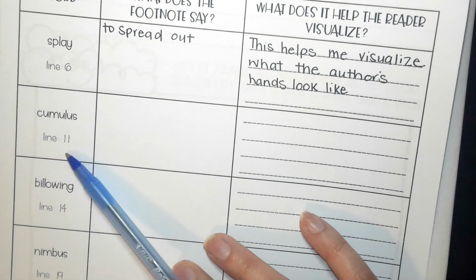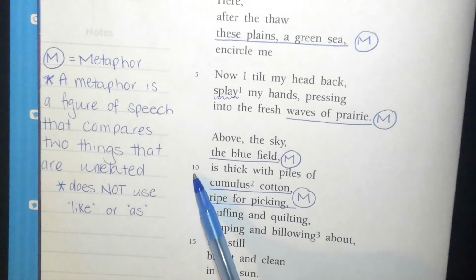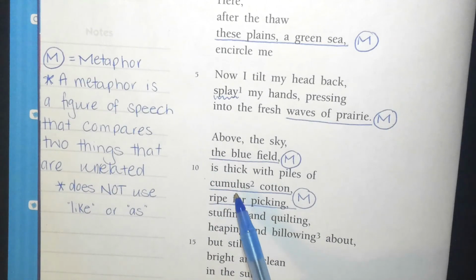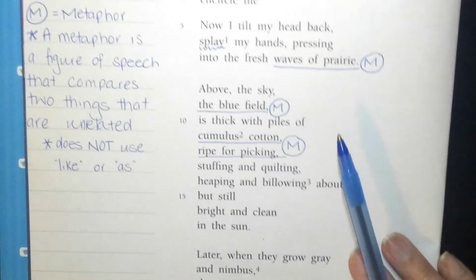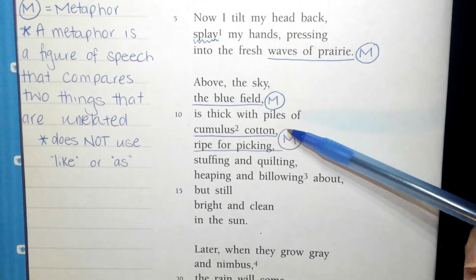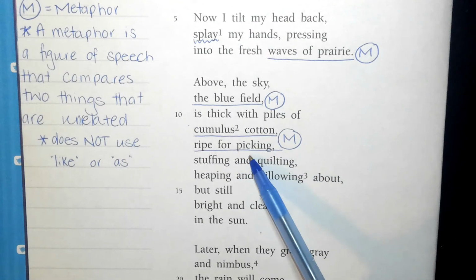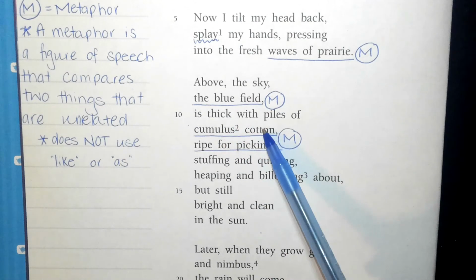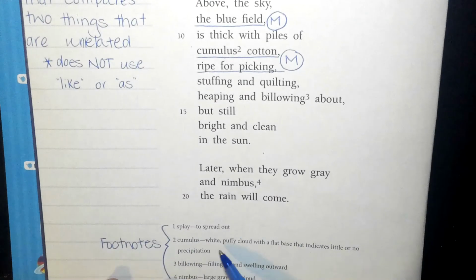It's in line 11. So going to line 11, I can use these to help me. Here's 10, so here's 11, cumulus with the little number 2. I'm going to reread this whole stanza until this point. Above the sky, the blue field is thick with piles of cumulus cotton ripe for picking. Okay, cumulus cotton. I don't know what the word cumulus means, so I can look down here. White puffy cloud with a flat base that indicates little or no precipitation.